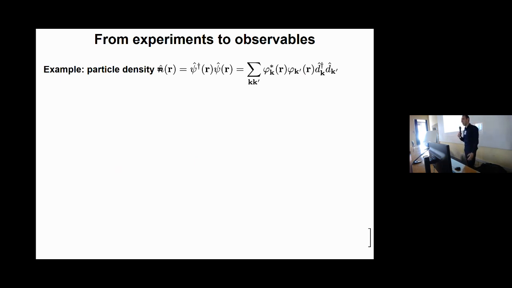Just take an example, okay? So I use here the density because I guess everybody here knows how to calculate it, or what it looks like, the density operator. And this is one of the objects that is useful to make contact with the experiment.